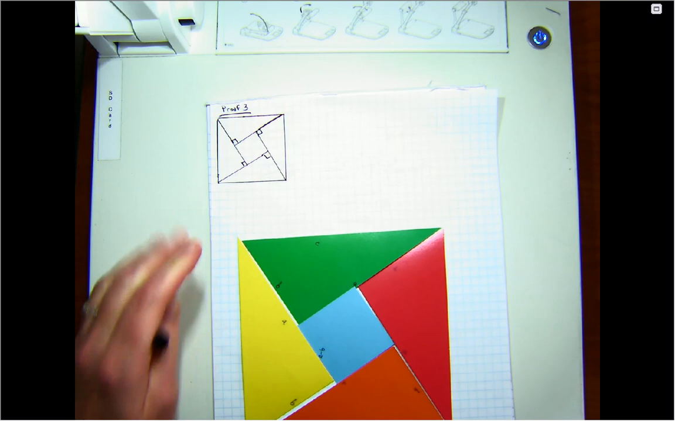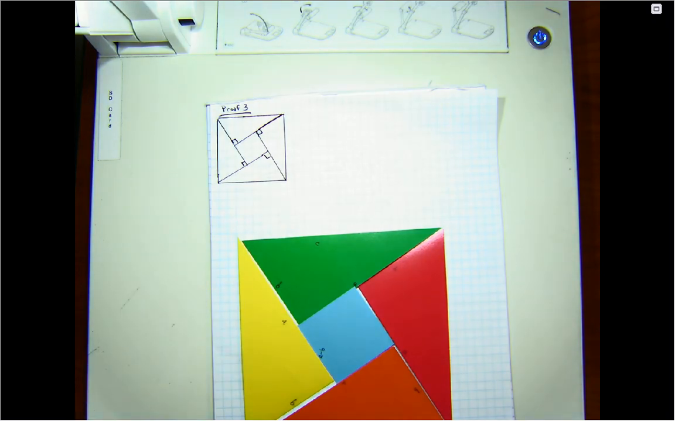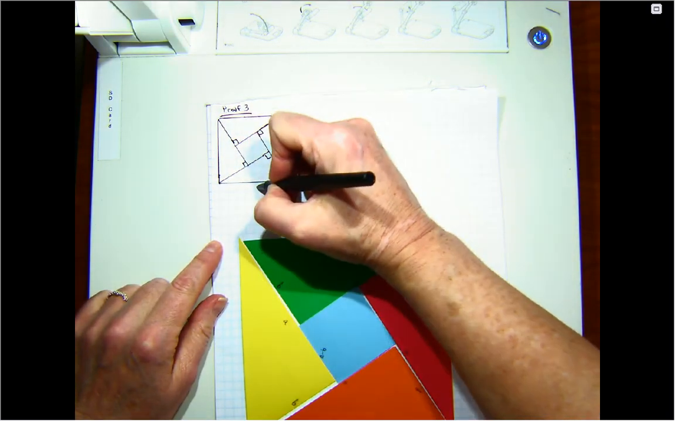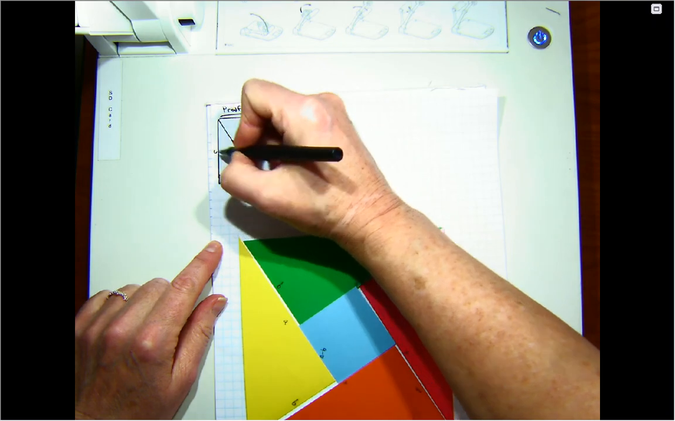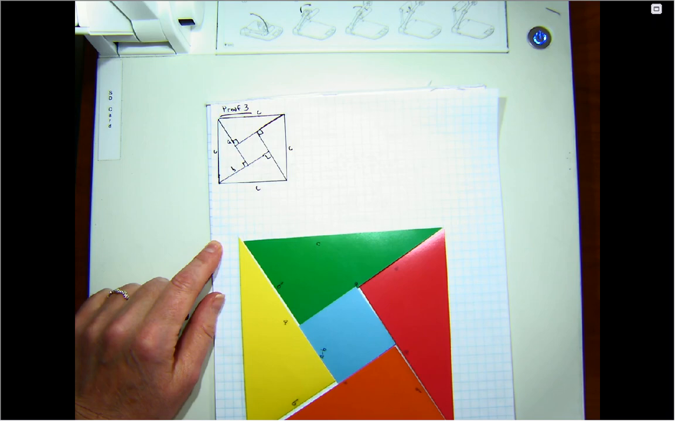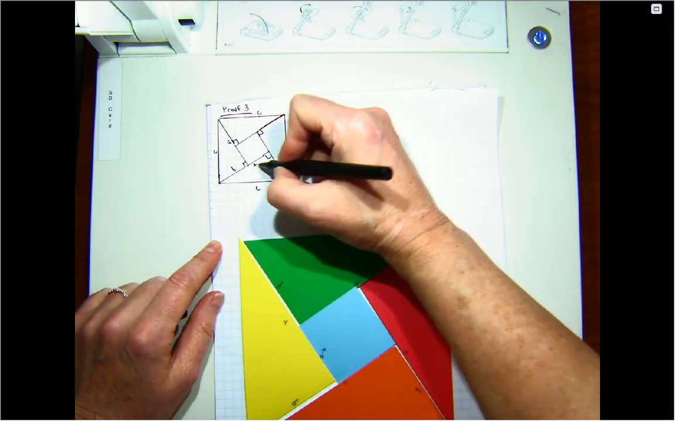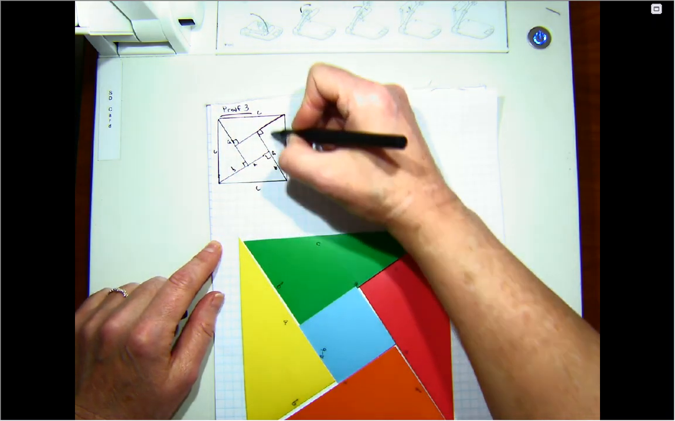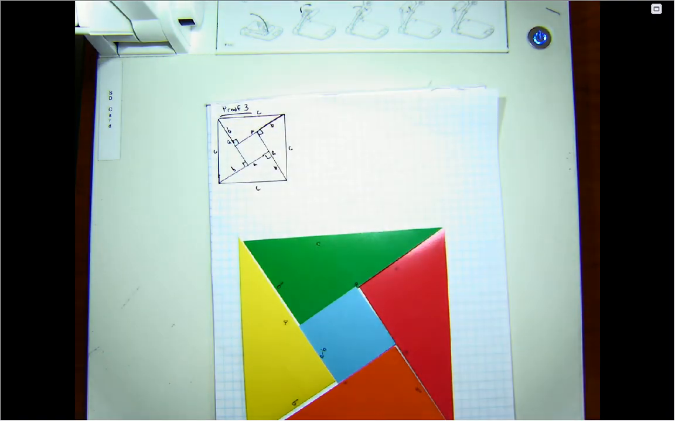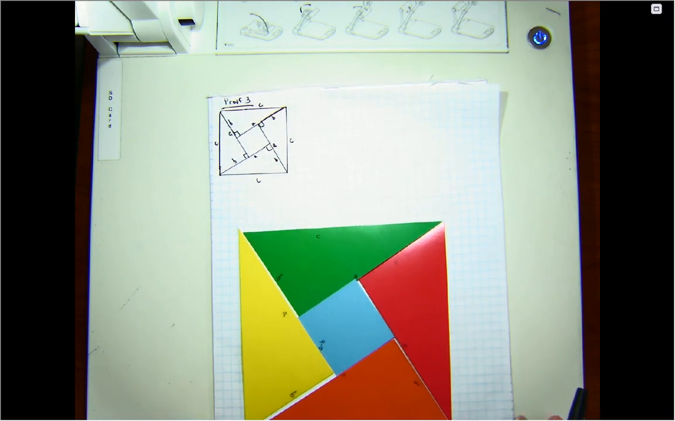So put your right angles in, and then your C's were the hypotenuse, and your A and your B. Your A was the longer leg, and the B was the shorter leg. So even if my lengths aren't perfect, by labeling them, I'm showing that these are the same size. They're supposed to be the same size.